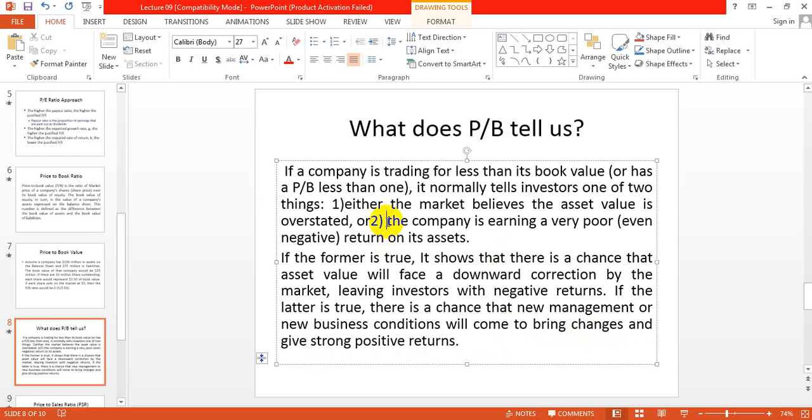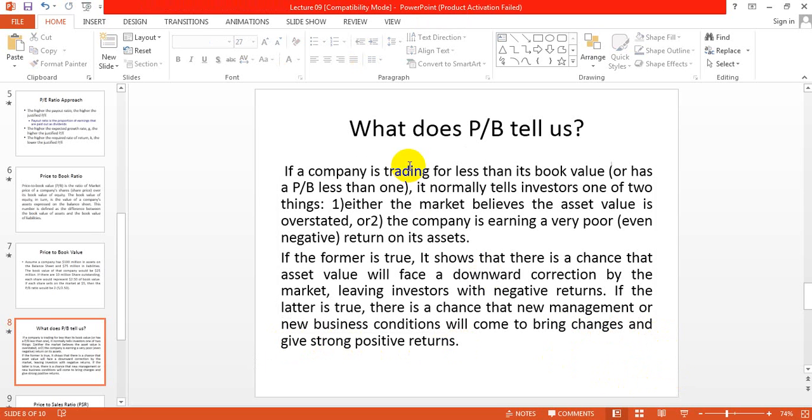But if this is the case, the management is not good, the performance of the company is not good, so there is a chance that new management will come, or new business conditions will come, and they will bring changes. New management and new business conditions will bring changes and give strong positive returns, and investors will earn some positive returns.